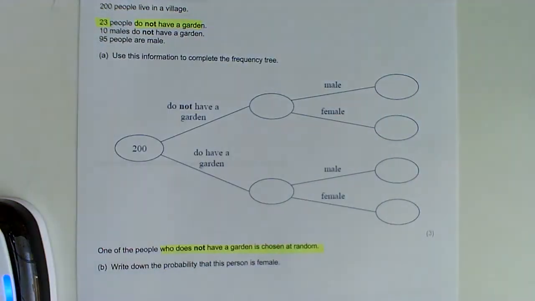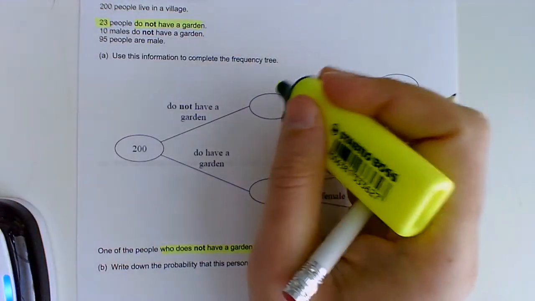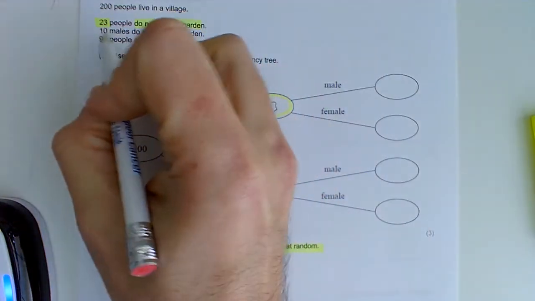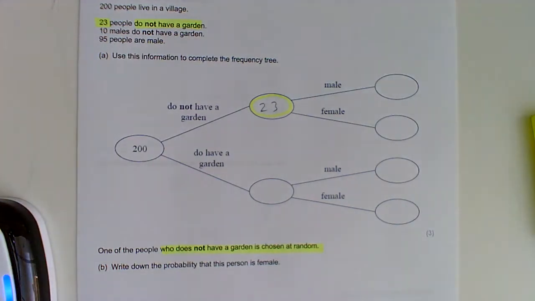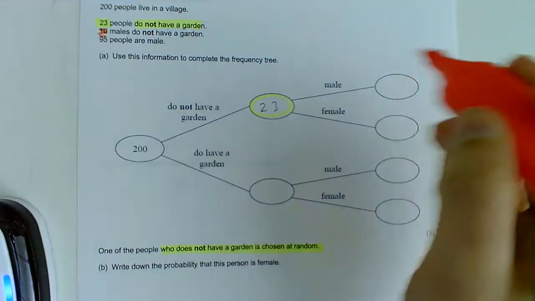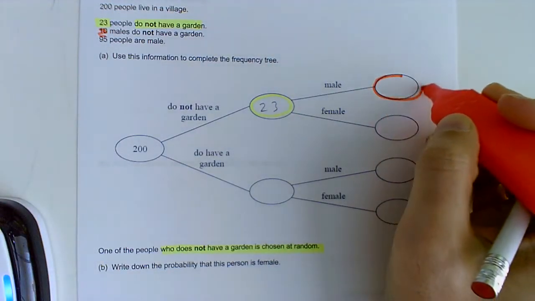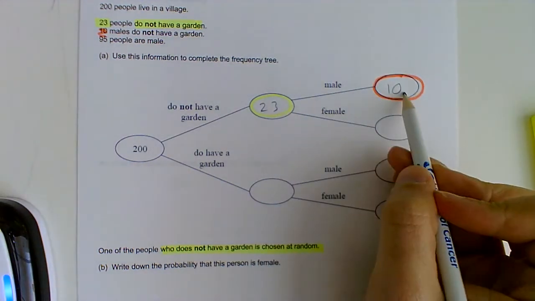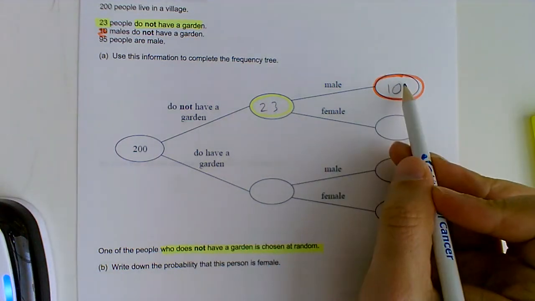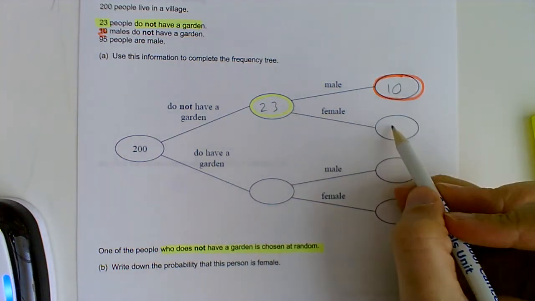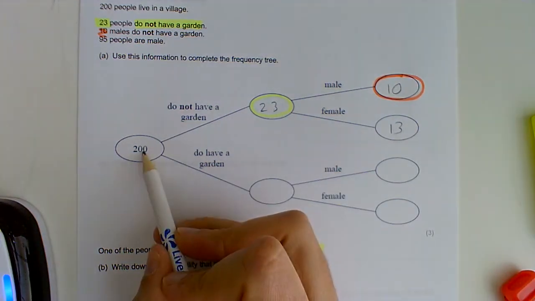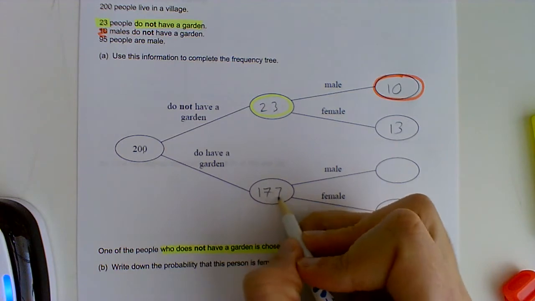So 23 people do not have a garden. That means that you put that 23 in there. 10 males do not have a garden, so that 10 goes in the do not have a garden part, and it's going to go in there. Which means that if 10 of this total are male, it means that the other people must be female, which means there must be 13 there. 10 add 13 to get to 23. And what do I add to 23 to get to 200? That would be 177 only.